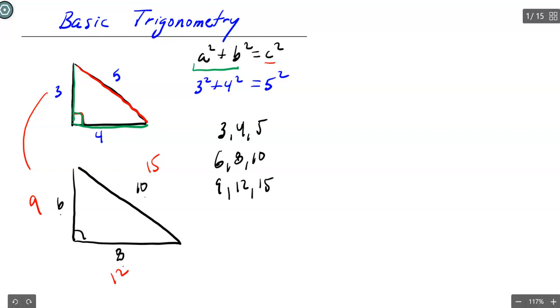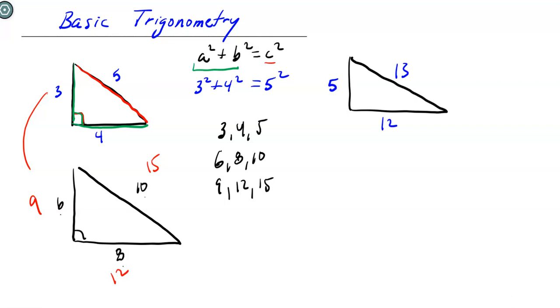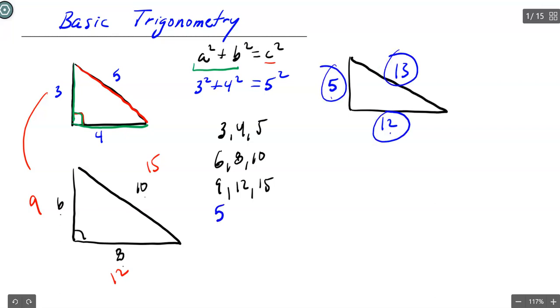The other one that they really like to use a lot is shaped a little bit differently, but it's a 5, 12, 13. So 5, 12, 13. And again, this satisfies the equation that 5 squared plus 12 squared equals 13 squared. So this is another set of 3 that is probably worth adding into your arsenal to save some time.